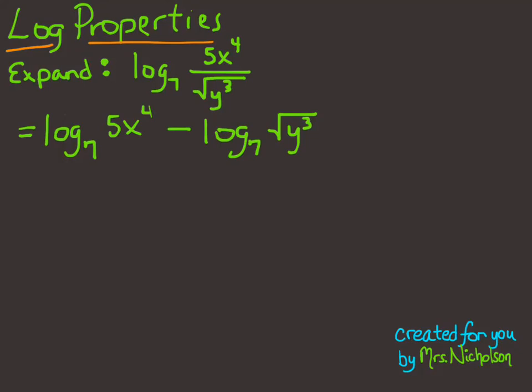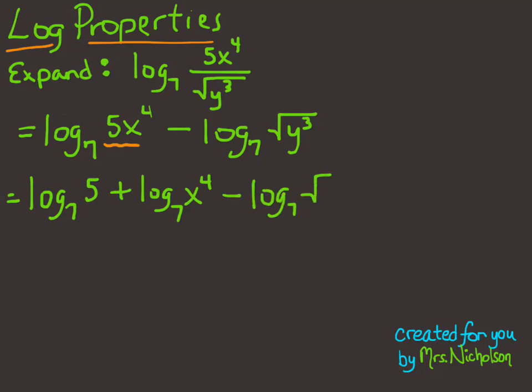I've also got here in this first expression a product, 5 times x to the fourth. And whenever we are multiplying, we add exponents. And so I can break that up as log base 7 of 5 plus log base 7 of x to the fourth. And then of course we still have minus log base 7 of the square root of y cubed. So I've applied the quotient property in the first step, and the product property in the second step.